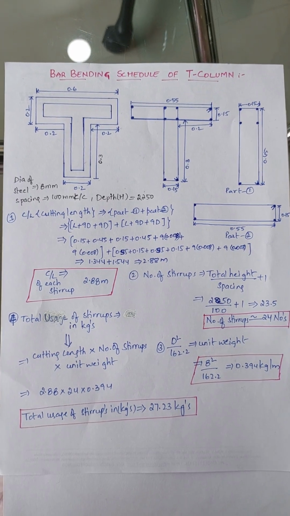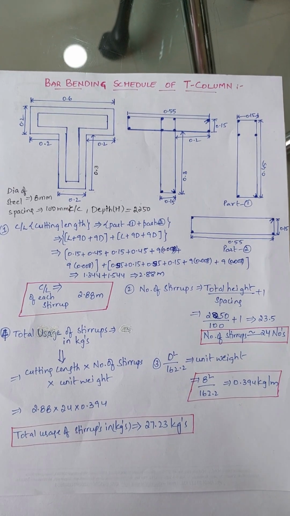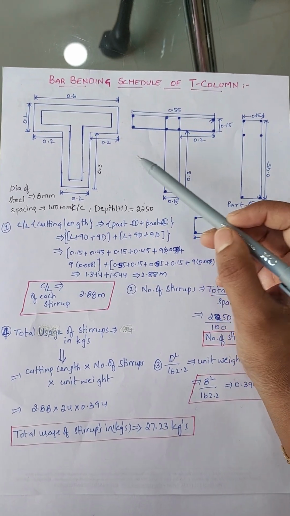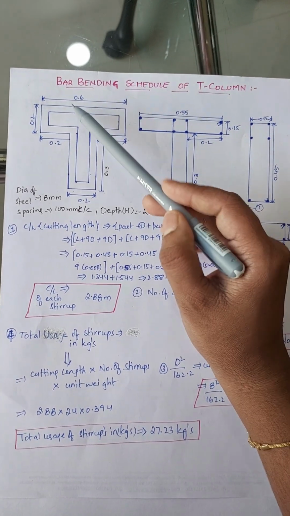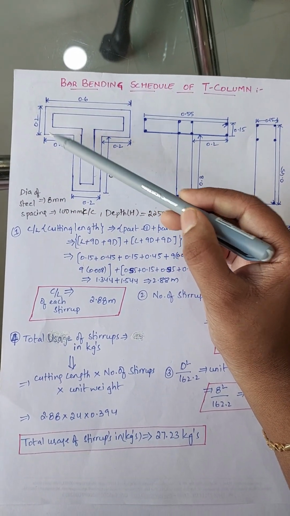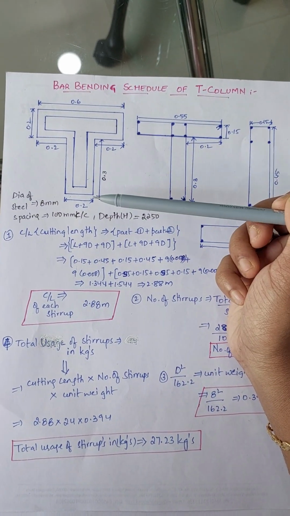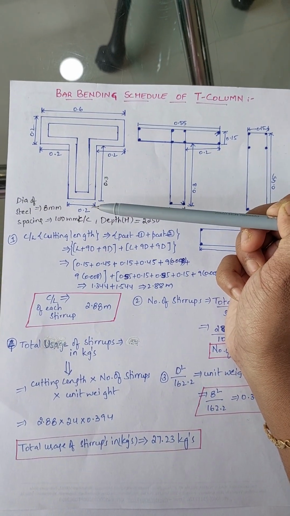Hello everyone. Today in this video we will learn how to calculate the bar bending schedule of a T column. Here you can see the T section and the dimensions are as follows. The distance from here to here is 0.6, and the width here is 0.2 meters. The distance from here to here is 0.2, and this is also 0.2, and this is 0.3, and from here to here is 0.2.